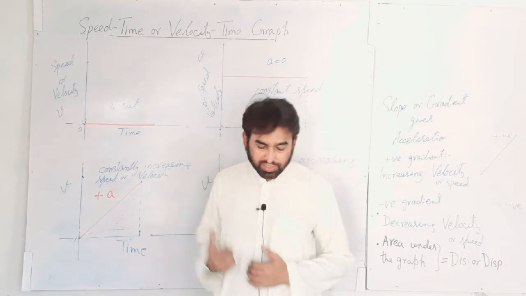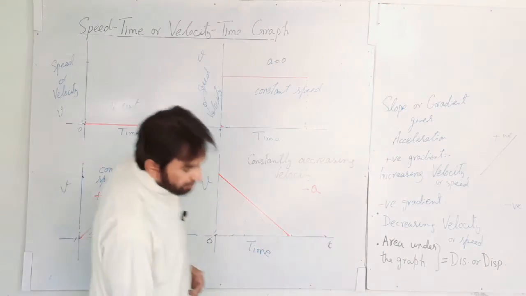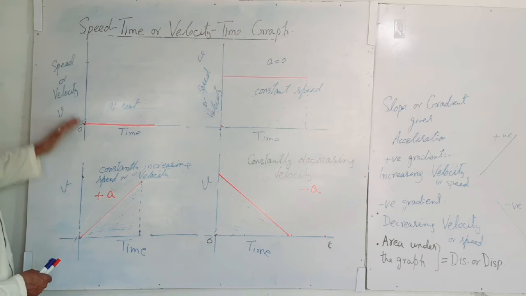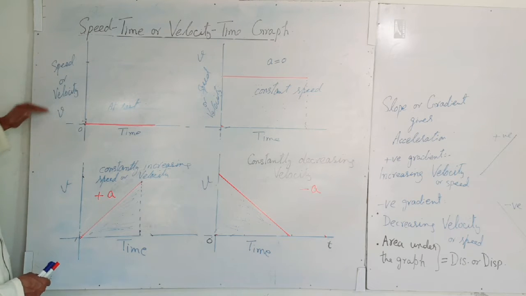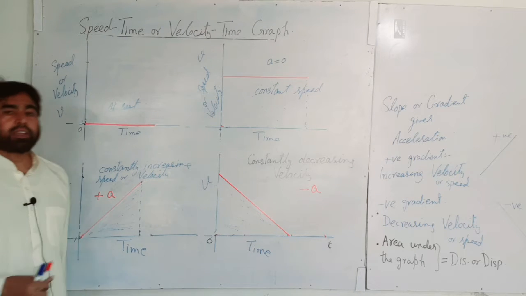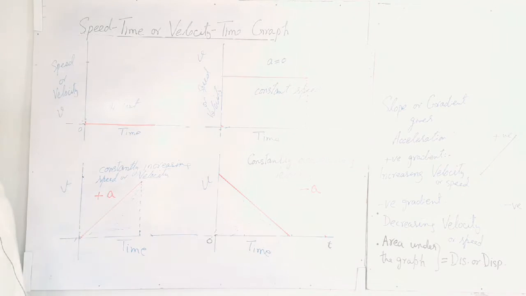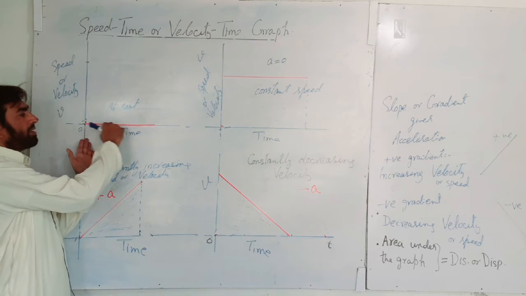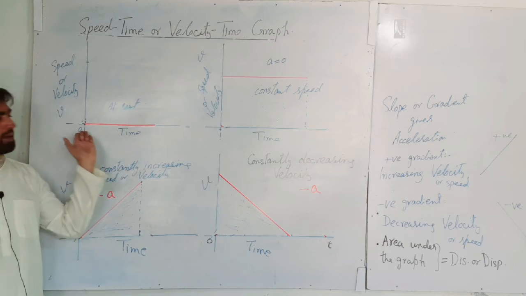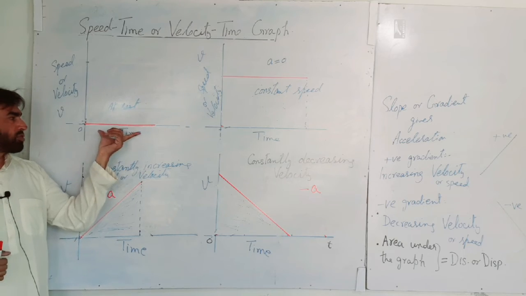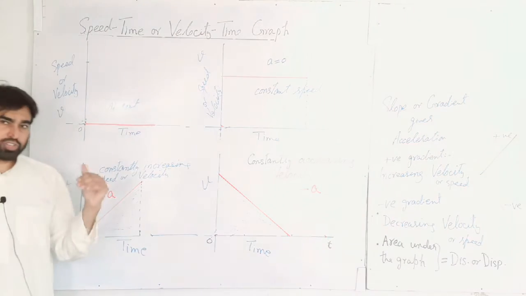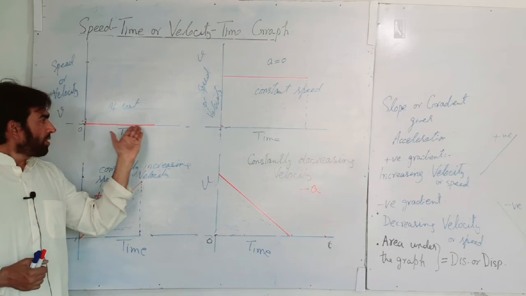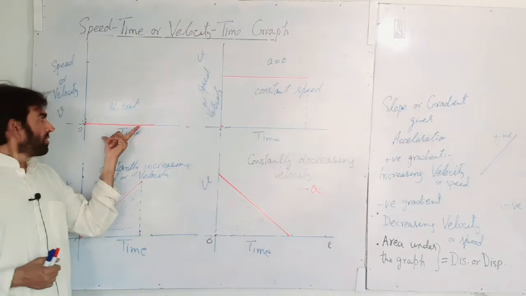Now let us discuss these graphs which I have drawn here for you. Along the y-axis we are taking speed or velocity, and along the x-axis we are taking the time taken by the body. Now in the first graph the line is starting from 0 and there is a horizontal line along the x-axis. This line is showing that the body is initially at rest. The time is elapsing and the body is at rest.